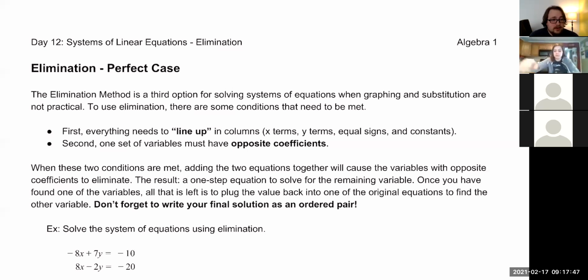Substitution, we literally were taking a box full of information and substituting it in for one of the two variables we had, worked our way through, got our solutions. Elimination does exactly what its name suggests. Our goal really is to cause something to eliminate, and that something in our situation is one of the variables.